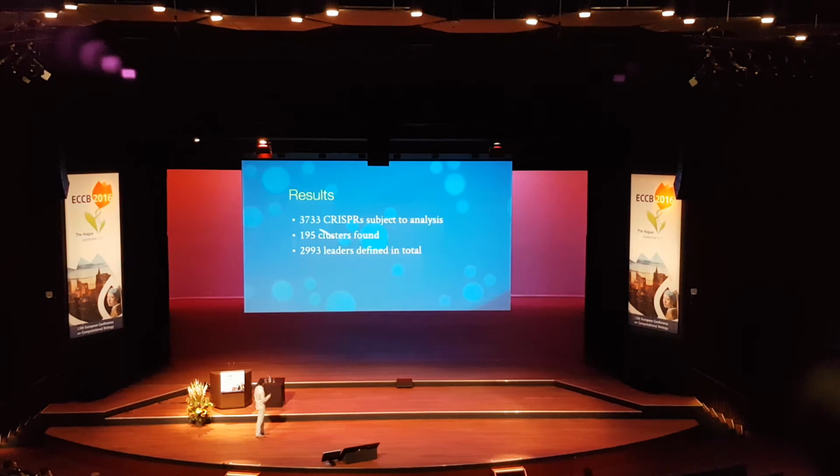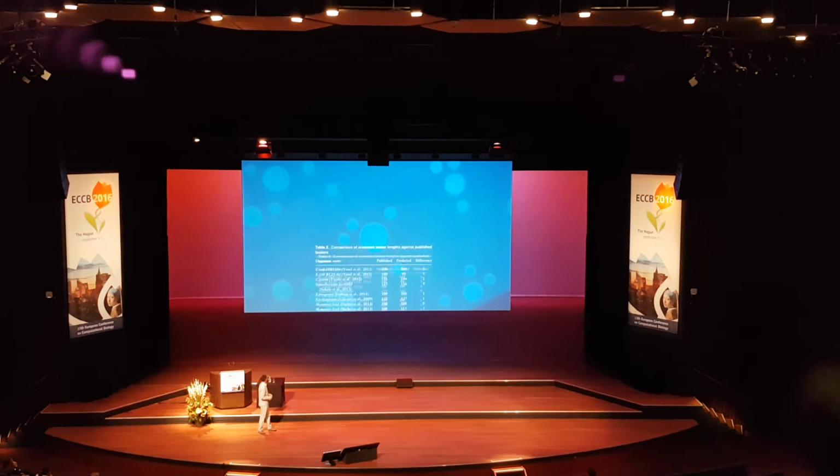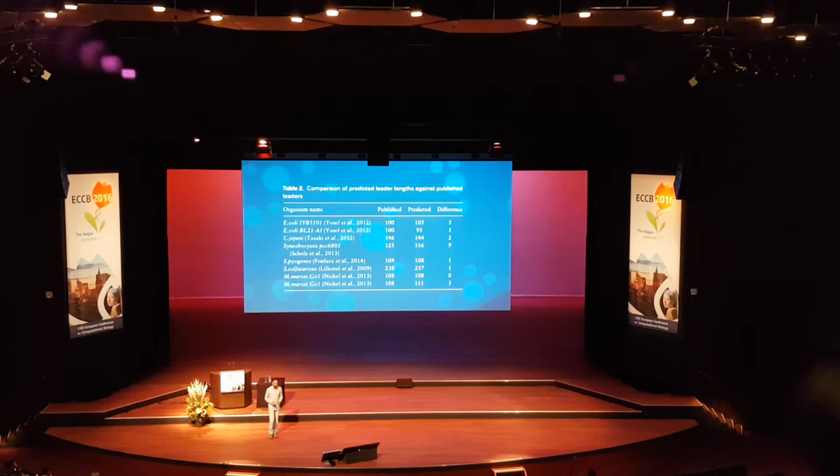From the 3,700 CRISPR loci in Omer's database, we were able to find 195 different leader clusters comprising 2,993 different leader families. So for the vast majority of CRISPR loci in Omer's database, we've been able to find corresponding leaders, and we've determined their length quite accurately. Here's a table showing that some people have determined the length of leaders in a number of different model organisms, including us down here. This is what they report in their studies, this is what our method predicts, and this is the difference.